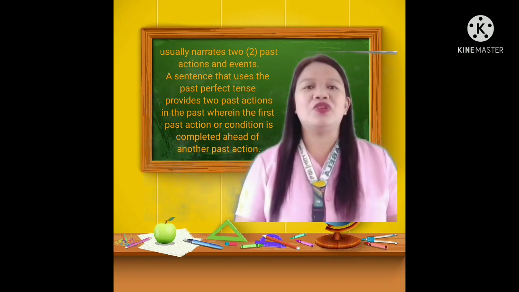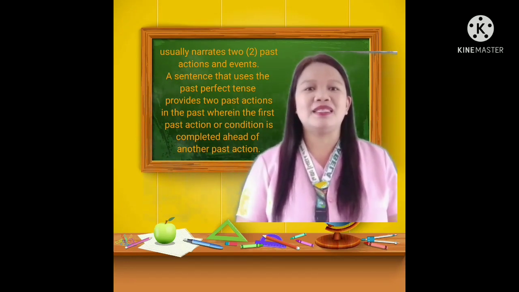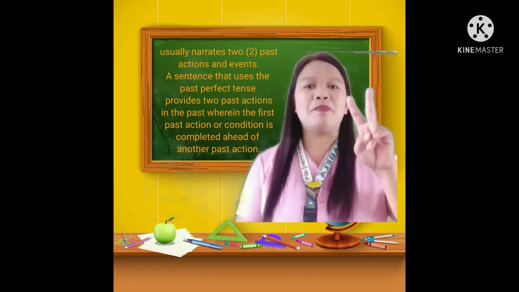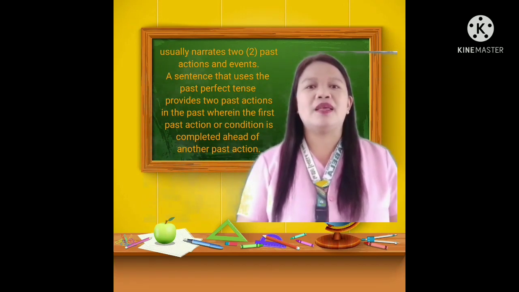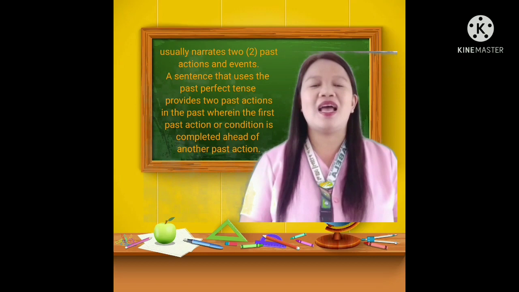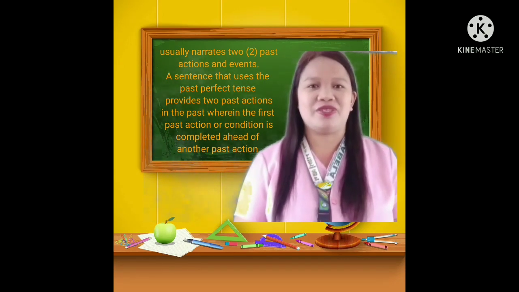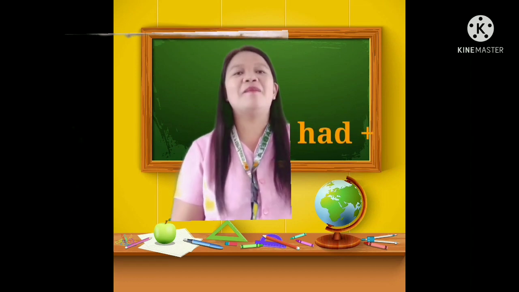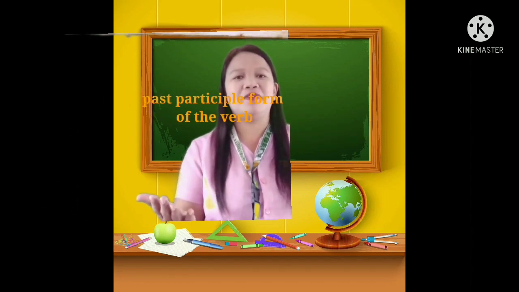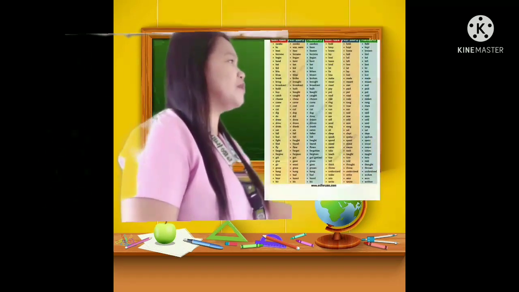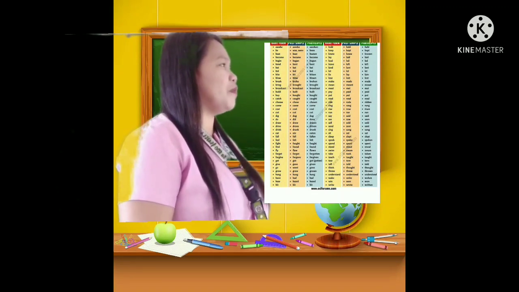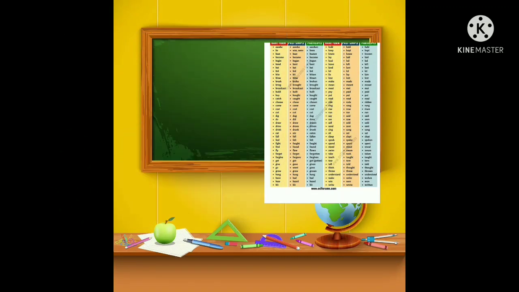A sentence that uses past perfect tense expresses two past actions, wherein the first past action is completed ahead of another past action. Its form is had plus past participle form of the verb. Here is a table of the past tense and past participle form of the verbs.